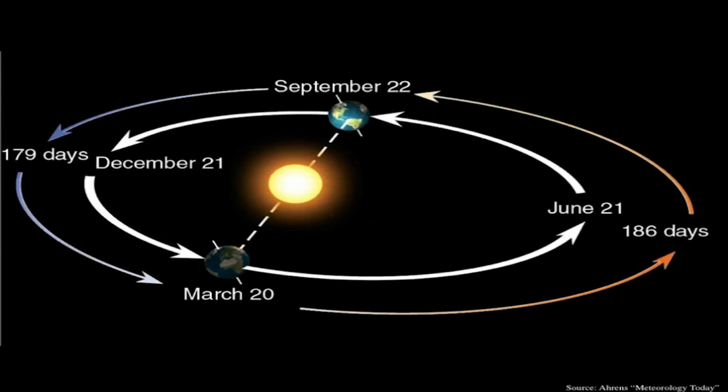So that's why we have seasons. It has nothing to do with how close we are to the sun. It has to do with the tilt and where the direct rays fall.